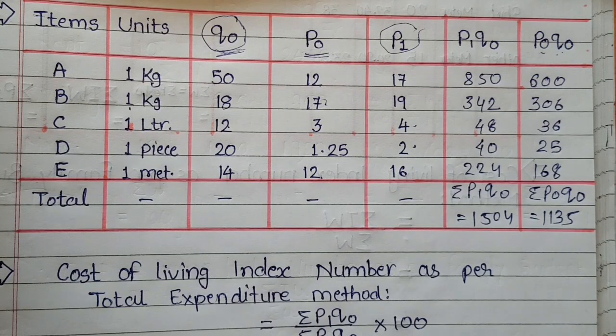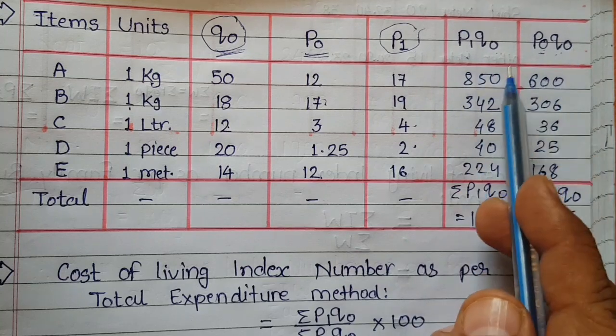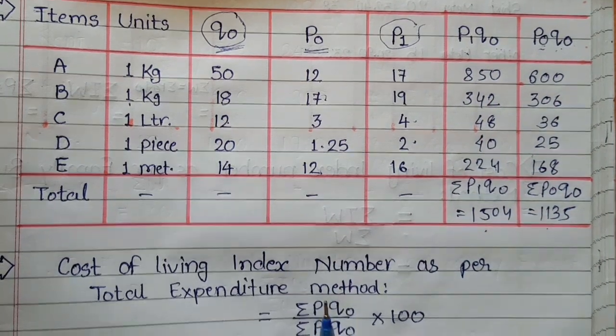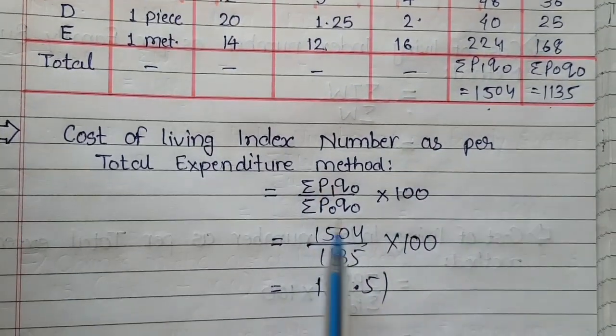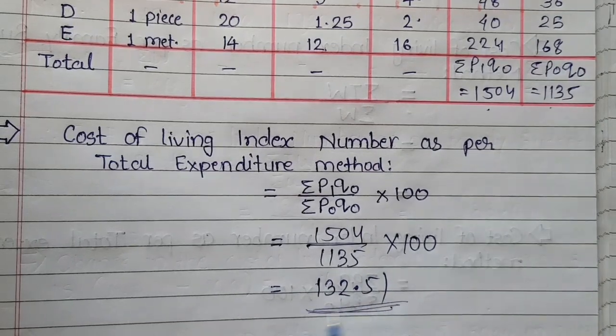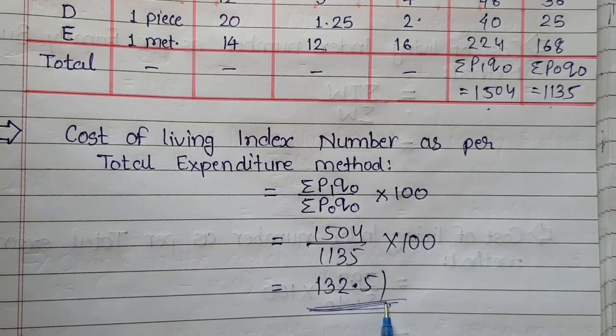So friends, you can see I have found P1 Q0, P0 Q0 for every item. I have made the total here, and I have applied the formula of Laspeyres and found 132.51 is our cost of living index number as per total expenditure method.